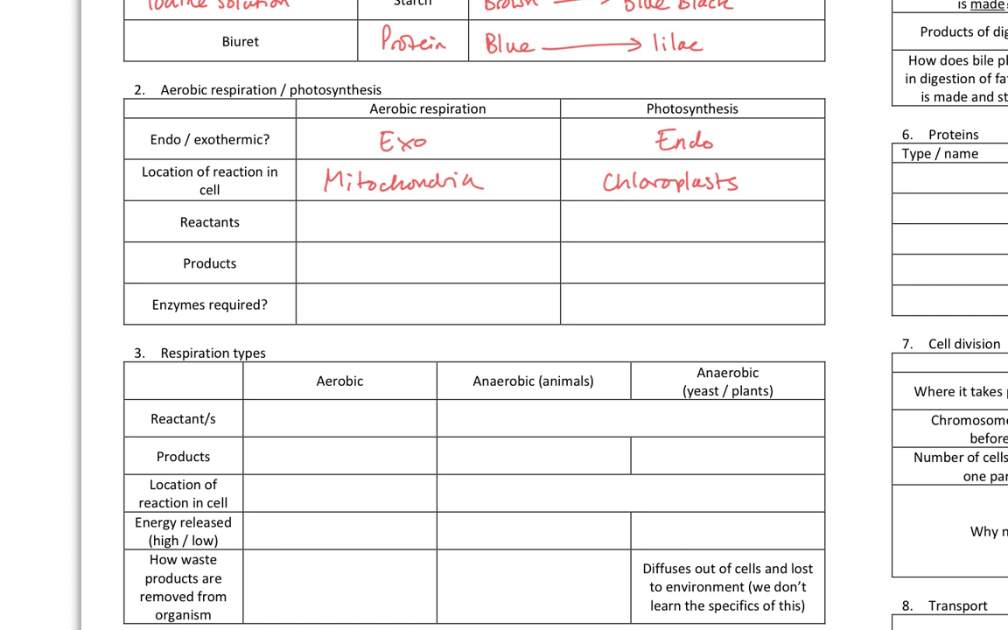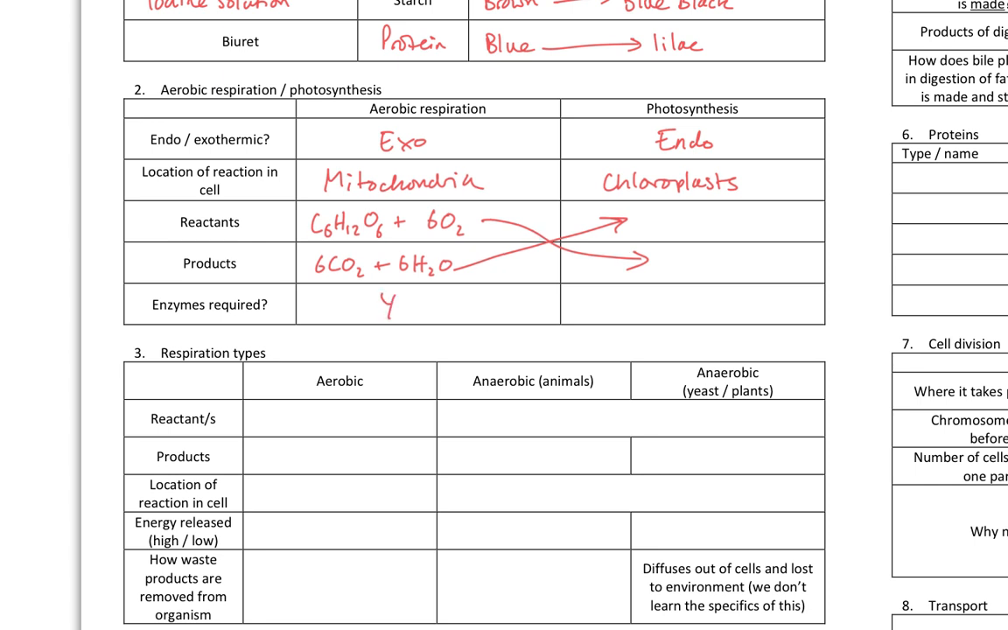Reactants, well, I'm going to do it in symbols. C6H12O6 plus 6O2, and the products are 6CO2 plus 6H2O. And the reason why I've done them in this order is because that's going to go there and that's going to go there, as in the reaction. They are opposite reactions.